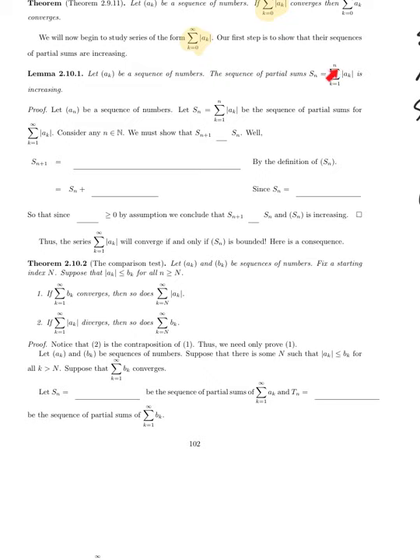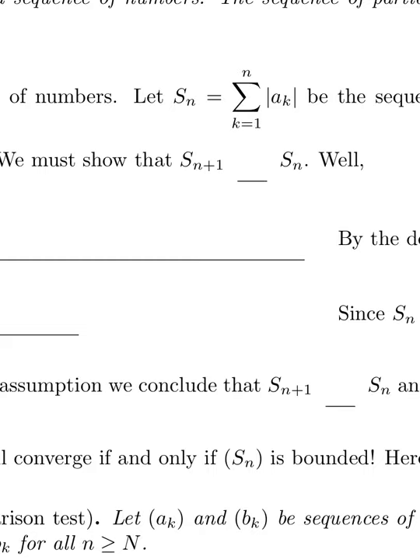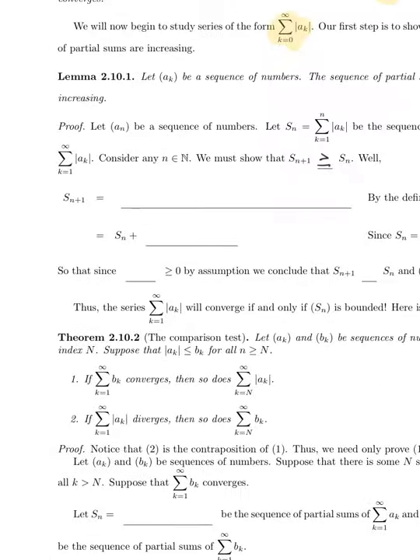given by the sum from k equals 1 to n of absolute ak, is an increasing sequence. And the proof is off to the side, so let's just go through the motions. So let's start with just all the setup. Let an be a sequence of numbers. Let Sn be the sequence of partial sums for the infinite series of all of the absolute values. I need to show that this is increasing, so I need to show this inequality. So let's just proceed by expanding.